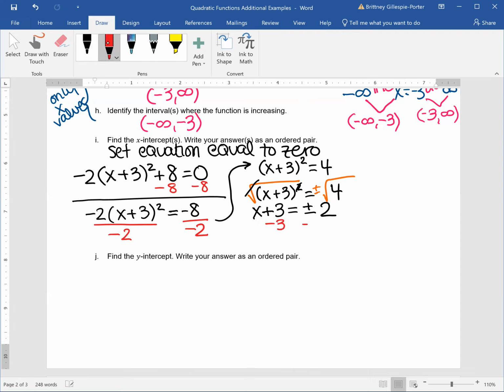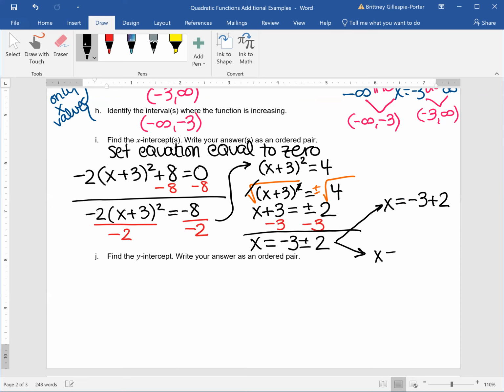Not done yet because we don't have x by itself. You subtract 3 from both sides. And we get x is equal to -3 plus or minus 2. Do not make the mistake of saying that this is plus or minus 5. Instead, you need to break this up into its two separate answers. We have x is equal to -3 plus 2, and x is equal to -3 minus 2. So x is equal to -1, and x is equal to -5.